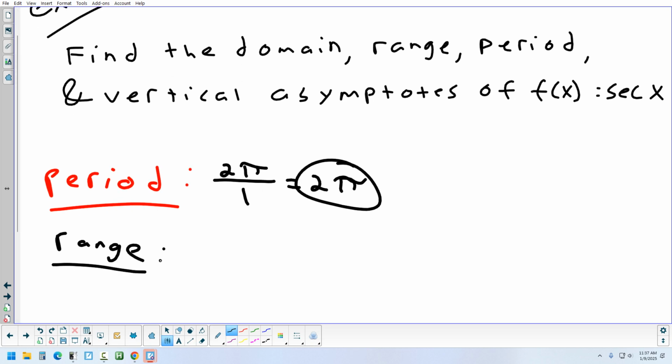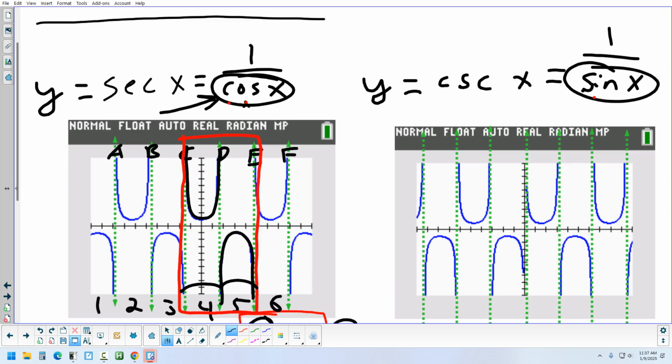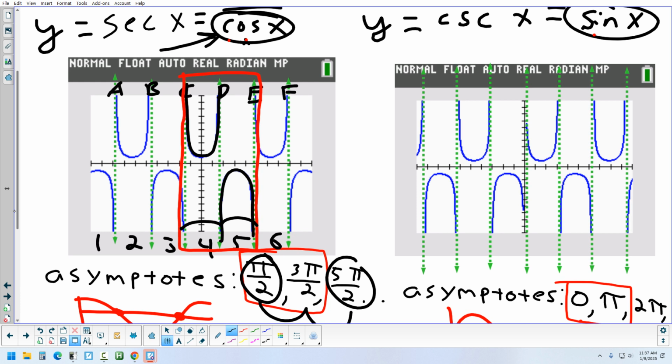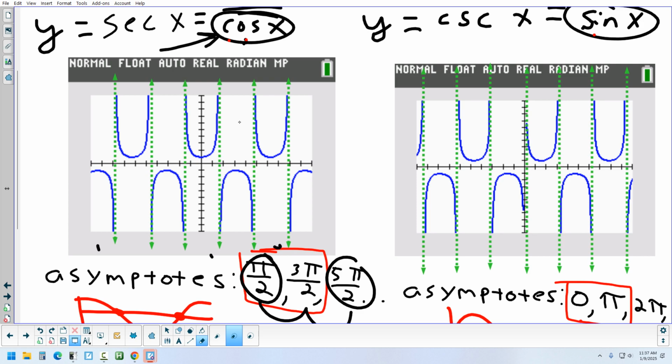Range is how high and low the graph is going to go. So look at secant. Just so it looks a little cleaner, I'm going to erase some of that. How high does it look like the graph goes? Forever. How low? Forever. Does it hit everything in between? No, there's a gap. Where is the gap? It's right in here. So the range is everything from this number down and that number up. And then there's a gap in the middle.